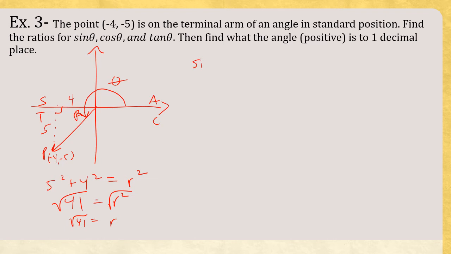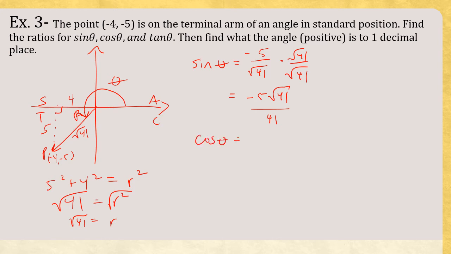So, sine theta equals opposite over hypotenuse, or y over r. So this was root 41. So that would be 5 over root 41. And since that is in the tan quadrant, sine is negative, and then we've got to rationalize that root 41. I know it's kind of annoying to do, but we have to for math format. And that's what we end up with for sine theta.